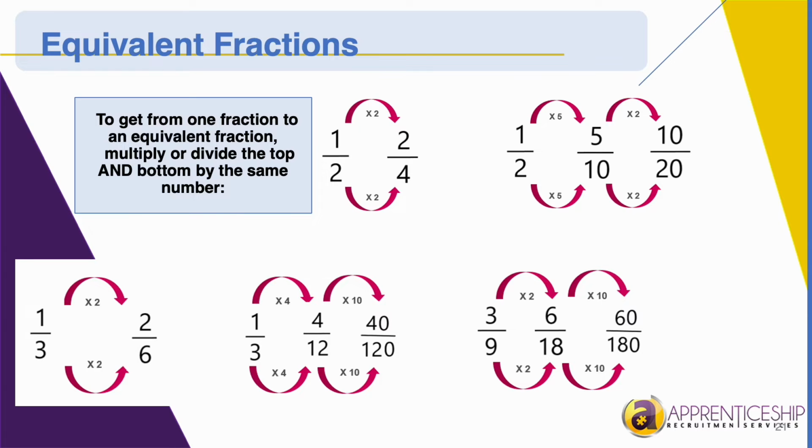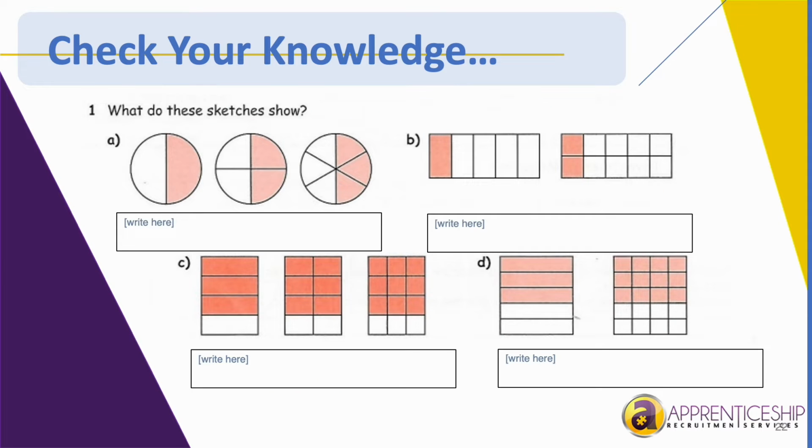Okay, so what do these sketches show? This one would be 1/2, this one would be 2/4, and this one would be 3/6. They're all equivalent. They're all the same, as you can see from the diagram. So 1/5 would be the same as 2/10. If we divide top and bottom by 2, we'd end up back at 1/5.